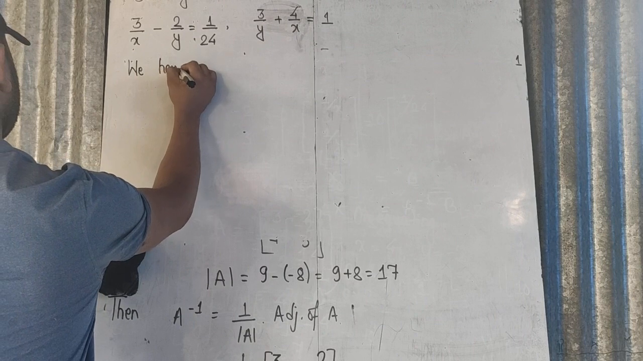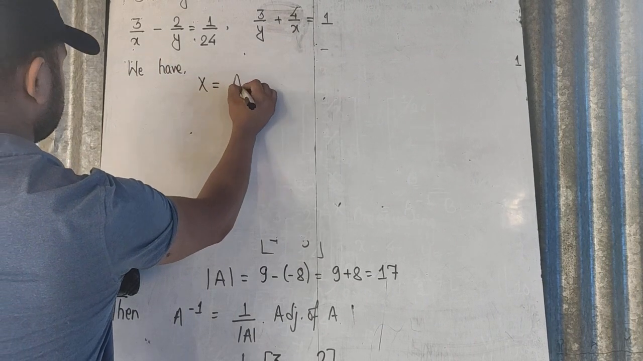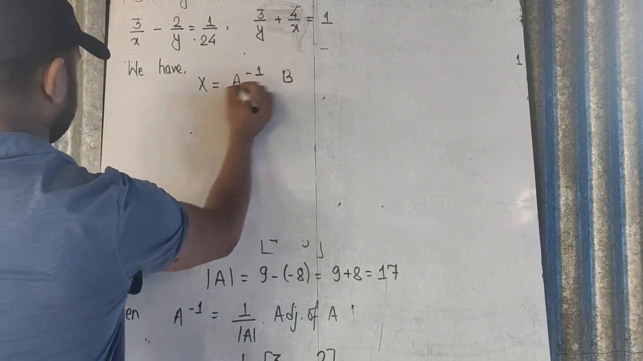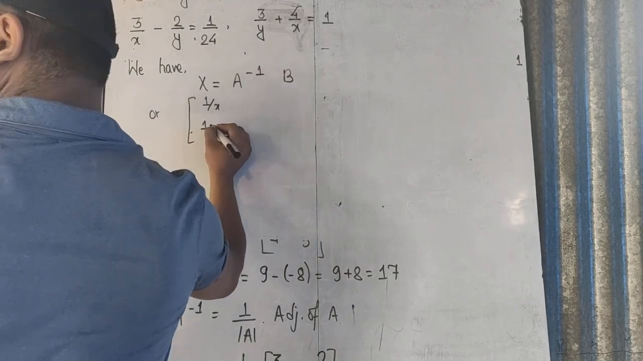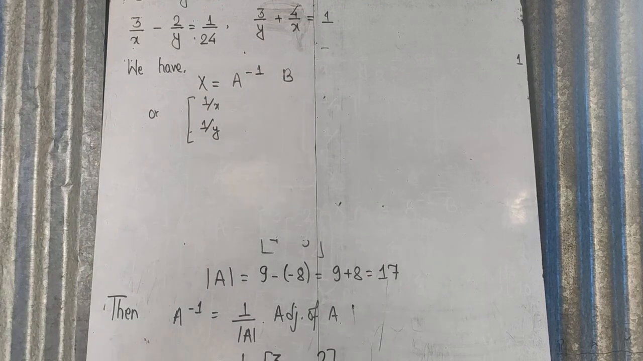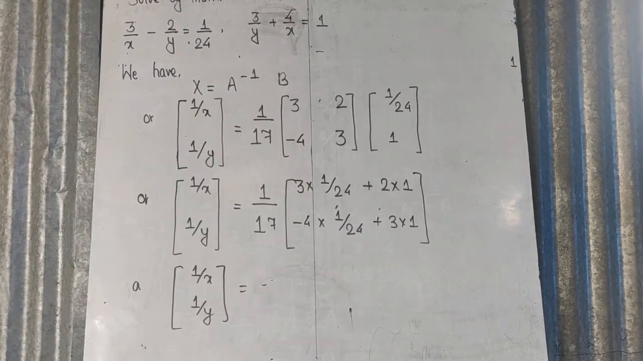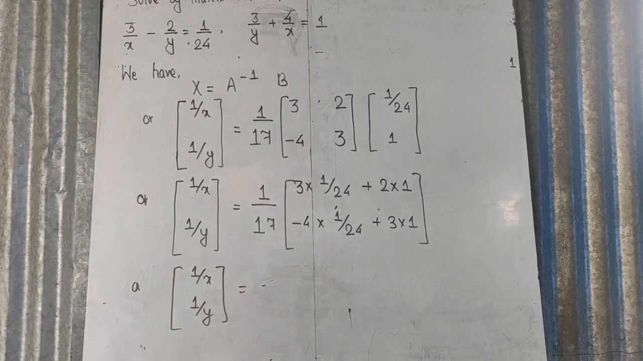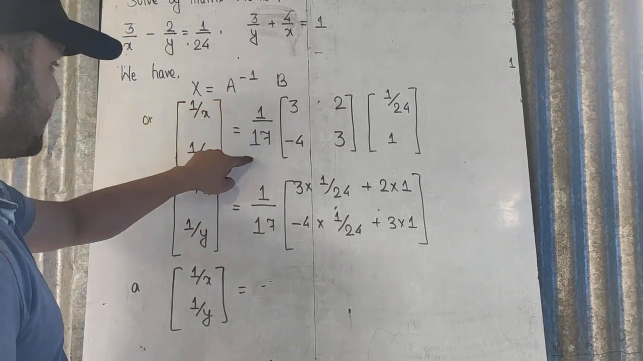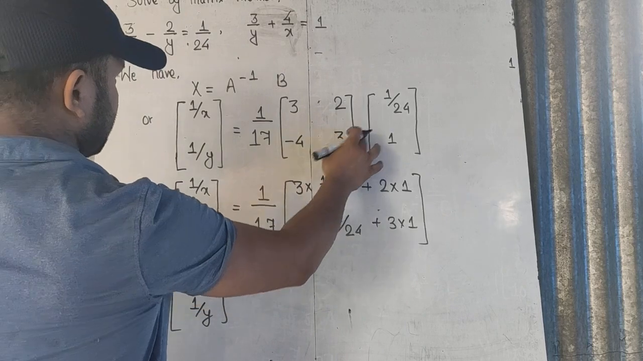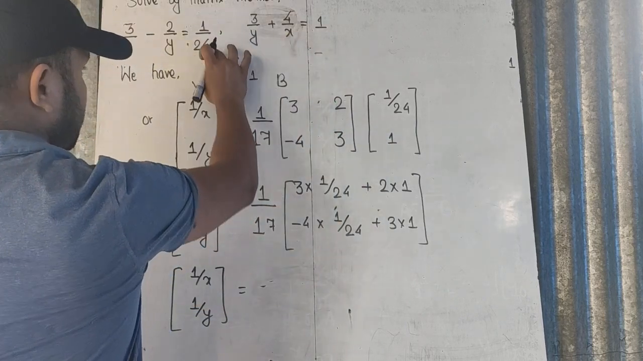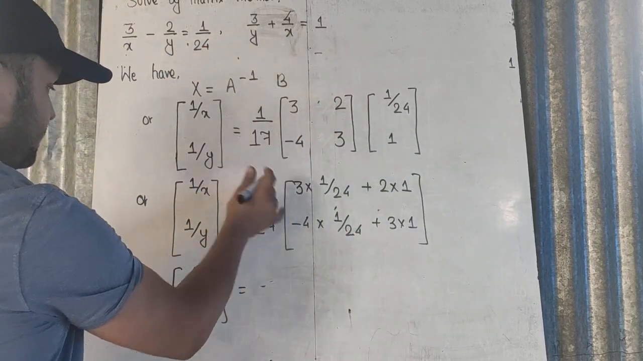We have x equals A inverse B, and X is the matrix with 1 by x, 1 by y. Okay, so we are writing A inverse is 1 by 17, which we had obtained previously: 3, 2, 4, minus 3. And B is the constant term after the equal sign, 1 by 24 and 1. Now 1 by 17 is kept as it is.